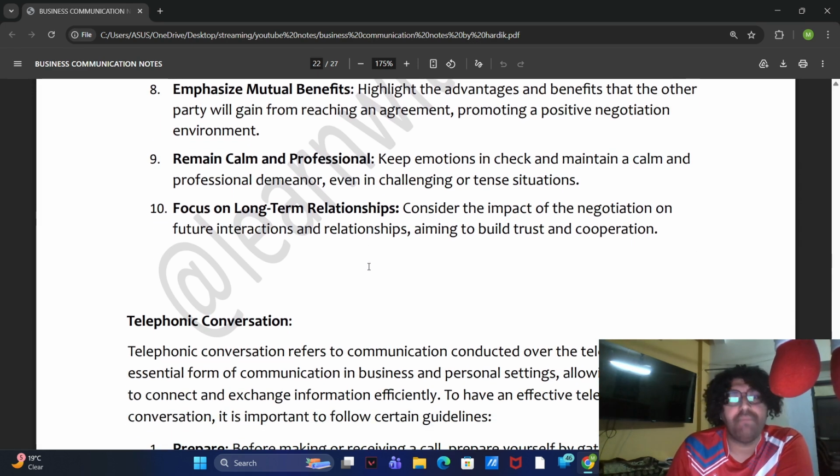Remain calm and professional. Keep emotions in check and maintain a calm and professional demeanor, even in challenging or intense situations. Focus on long term relationships. Consider the impact of the negotiation on the future interactions and relationships, aiming to build trust and cooperation.